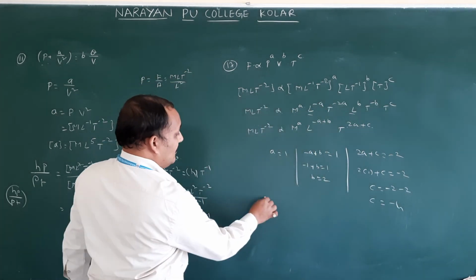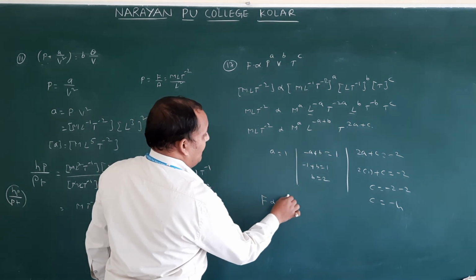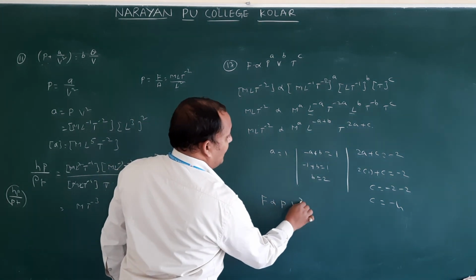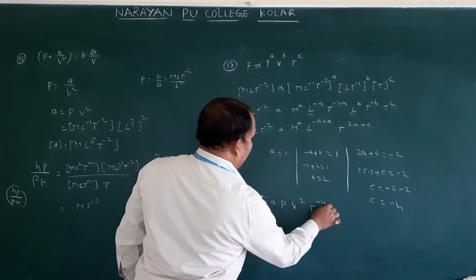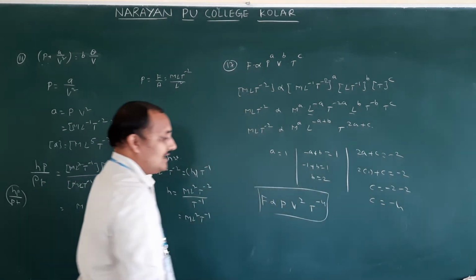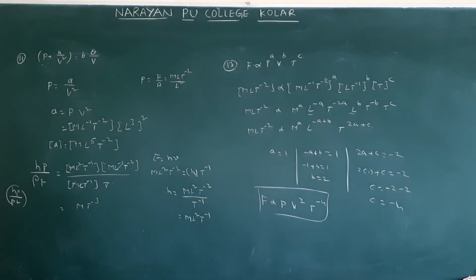Substitute. So F is directly proportional to P power 1, V power 2, T power c. So that is the formula. Which is the option? P V square T power minus 4. The answer is not there. P V square T power minus 2 is there.